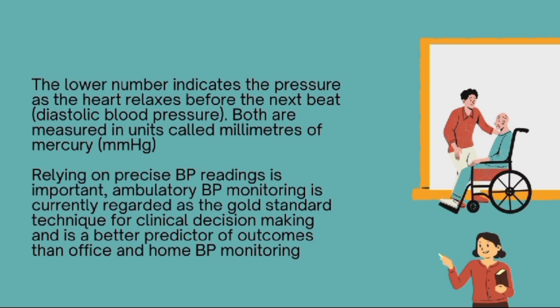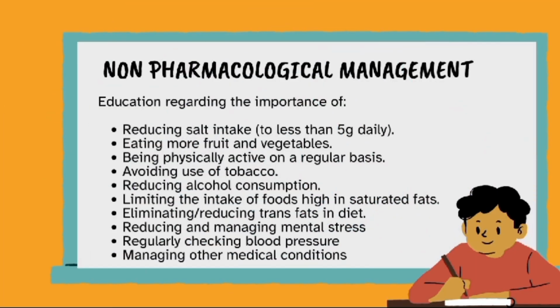Relying on precise blood pressure readings is important. Ambulatory blood pressure monitoring is currently regarded as the gold standard technique for clinical decision making and is a better predictor of outcomes than office and home blood pressure monitoring.